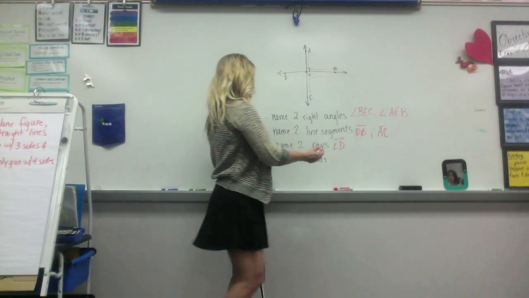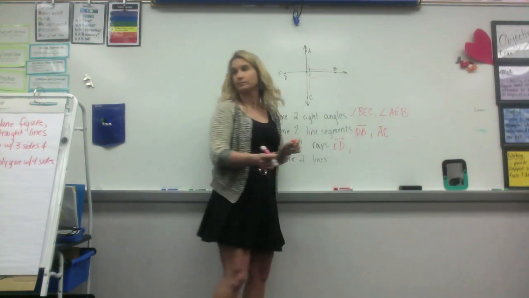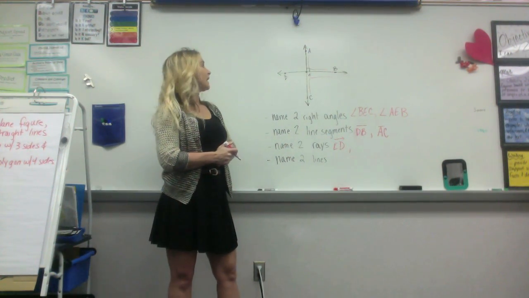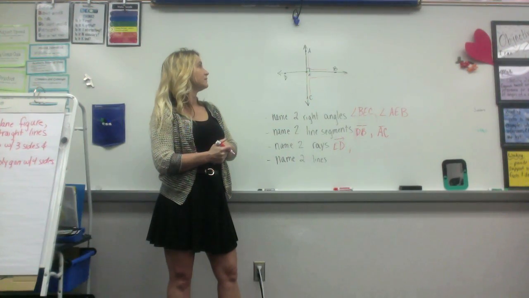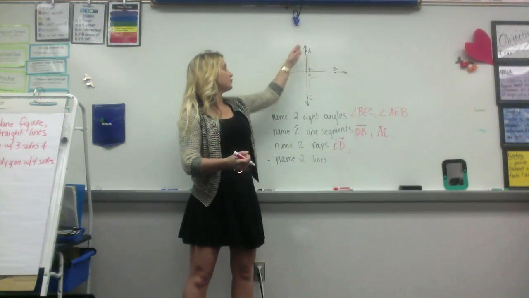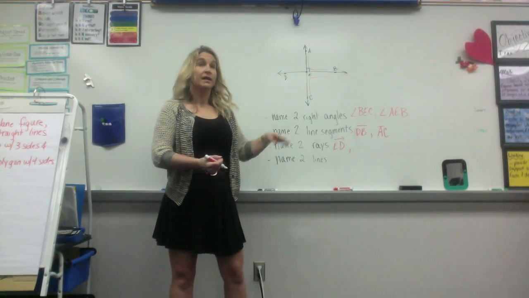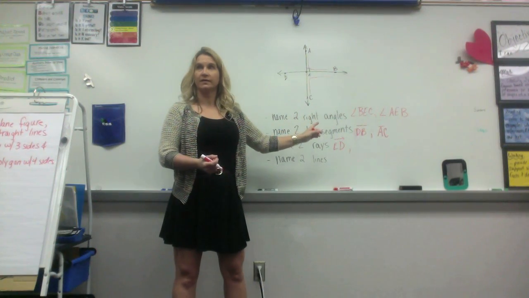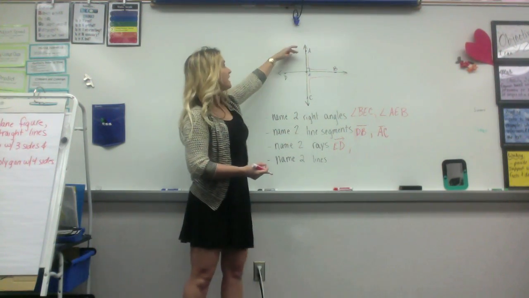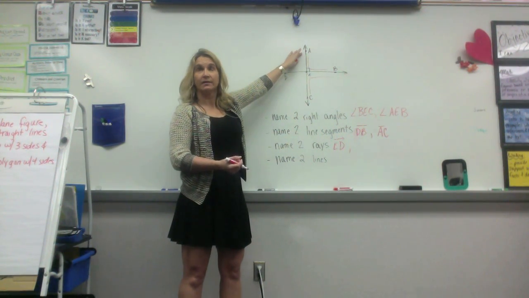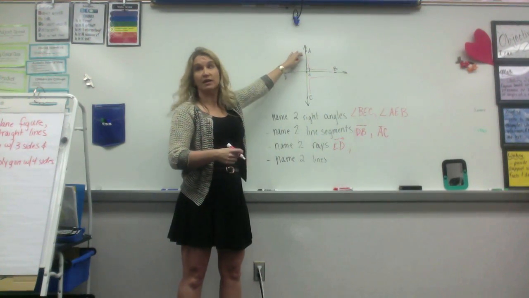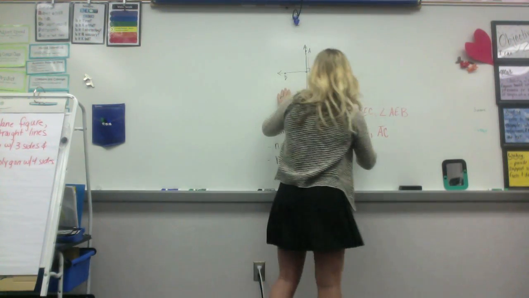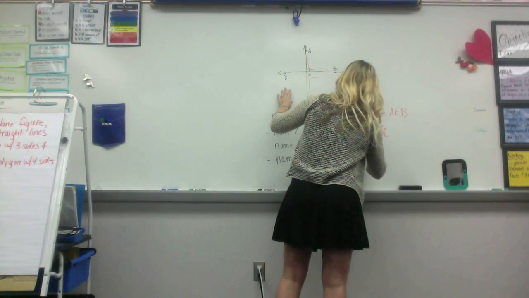All right, Preston, can you give me another ray? Can we just do two letters? Can we do ray AC? Does AC work as a ray? Yes, it does. It tells us it starts at A because there's a dot there. So it can start at A and then go forever through C. So ray AC.